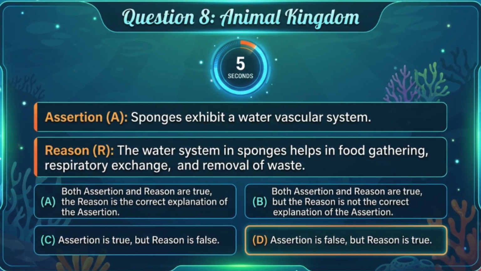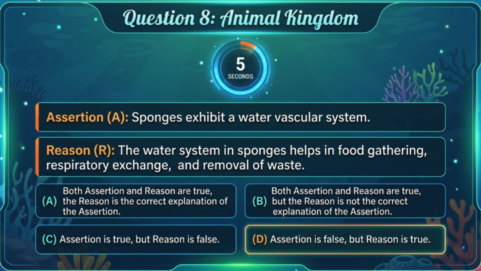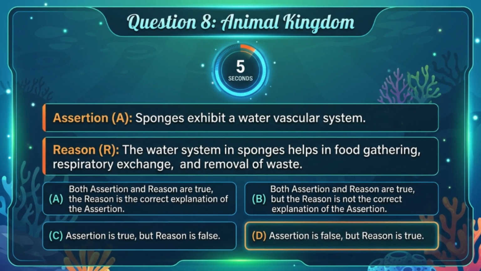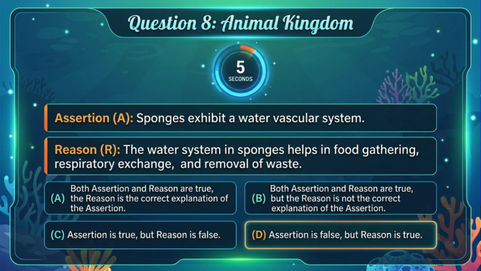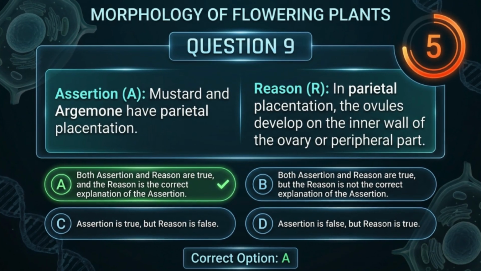Question 8. Animal kingdom. Assertion A. Sponges exhibit a water vascular system. Reason R. The water system in sponges helps in food gathering, respiratory exchange, and removal of waste. 3, 2, 1. Watch the words. Sponges have a water canal system, not vascular. The reason correctly describes what their system does, but the assertion is false. Option is D.